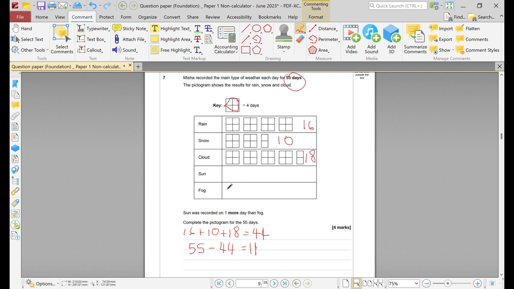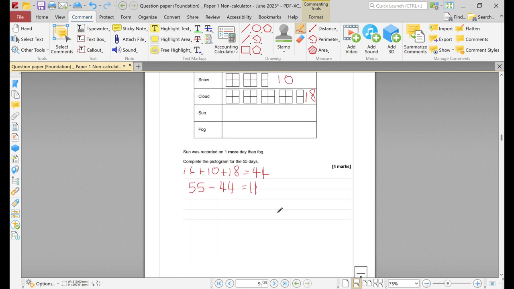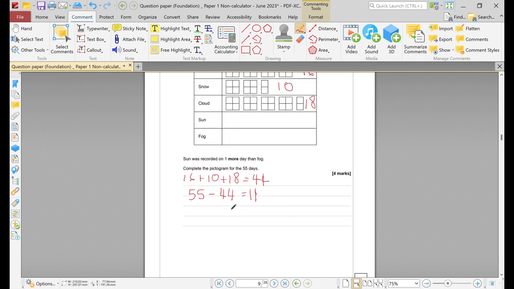So these two will sum to 11. 1 more day than fog. So the sun is going to be 6 days and the fog is going to be 5, because these two add up to 11, and the sun is 1 more day than fog. So then the sun is going to be like that to account for 6, and then the fog is going to be like that. And I've asked it to complete the pictogram, so you'll get the marks from that.